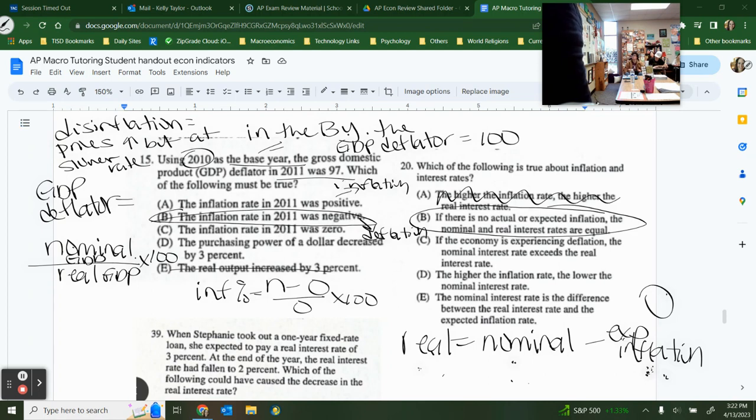I'm trying to think. The higher the inflation rate, the lower the nominal one. No, just this going up or down doesn't affect this one. It only is going to affect the result, not this other variable here. And E, nominal interest rate is the difference between real interest rate and the expected rate of inflation. That's not how the formula works. Real is the difference between these two. That's literally what the equation is saying, not nominal. So this is a Fisher equation on number 20. All right.